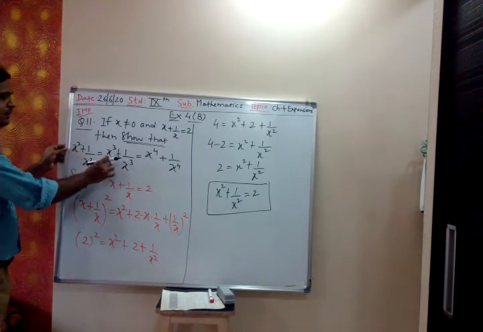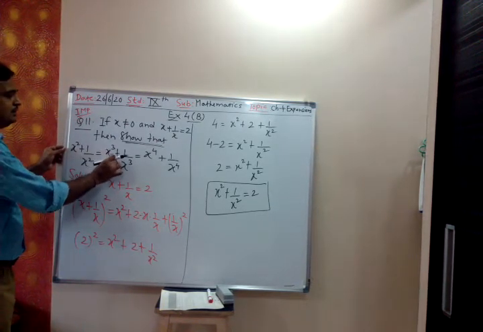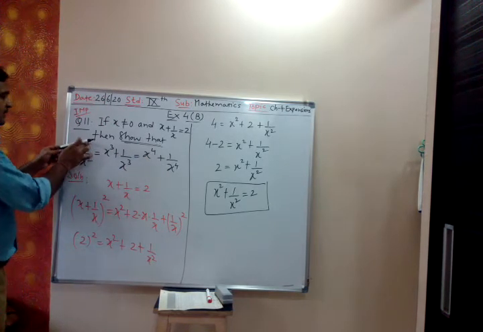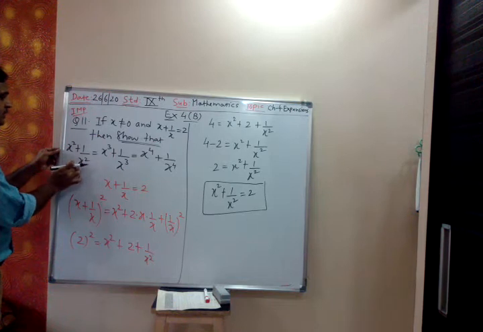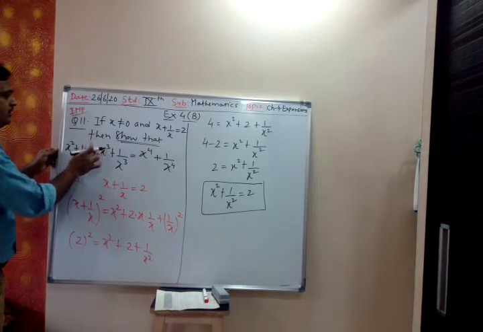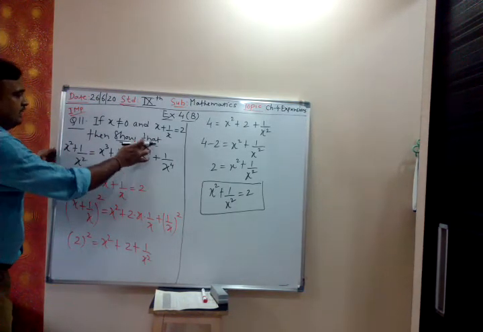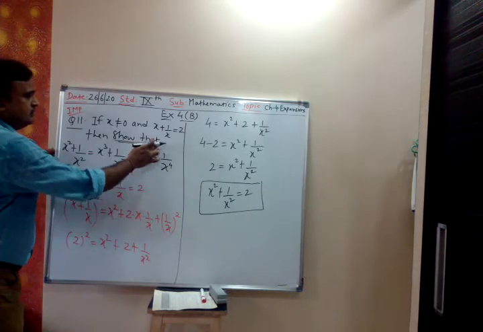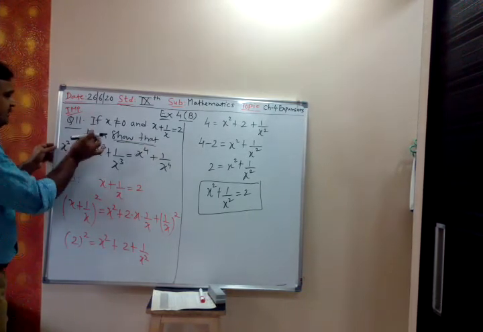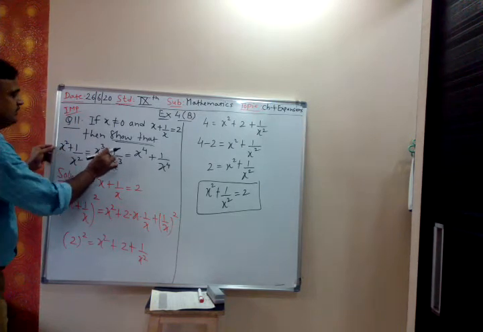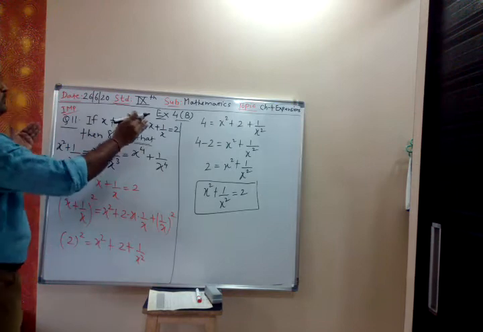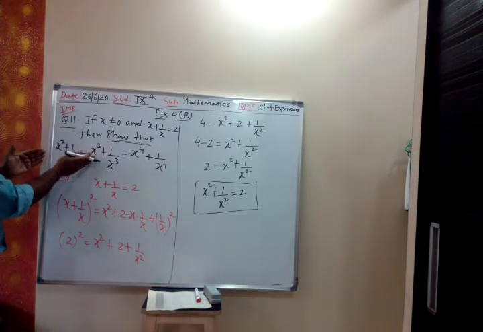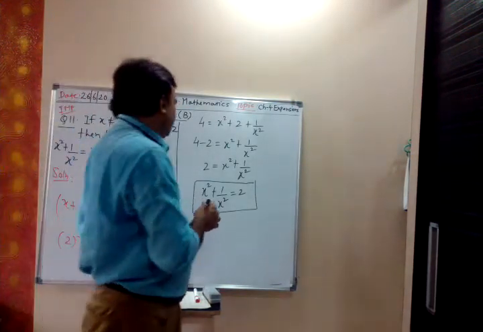So to prove this part is same as this part is same as this part, I will find value of each part. X square plus 1 upon x square, this value we have found. Now I will find the value of x cube plus 1 upon x cube. Then I will find the value of x raised to 4 plus 1 upon x raised to 4. Then I will see whether this value is same as this value is same as this value. If all three are having same values, then they are equal. So this part we have to prove. It is not given.